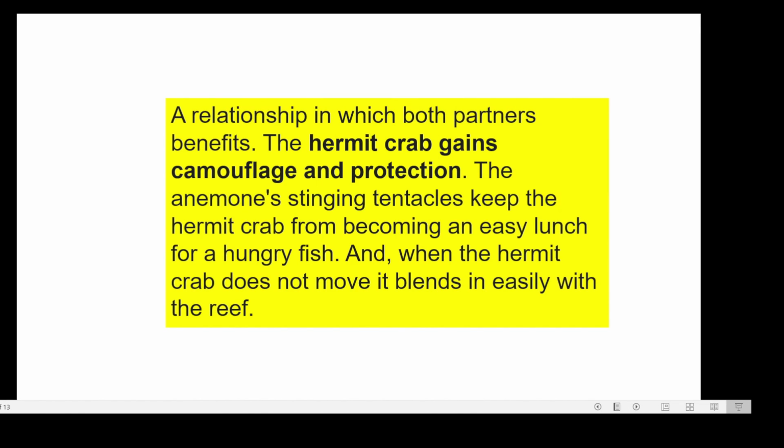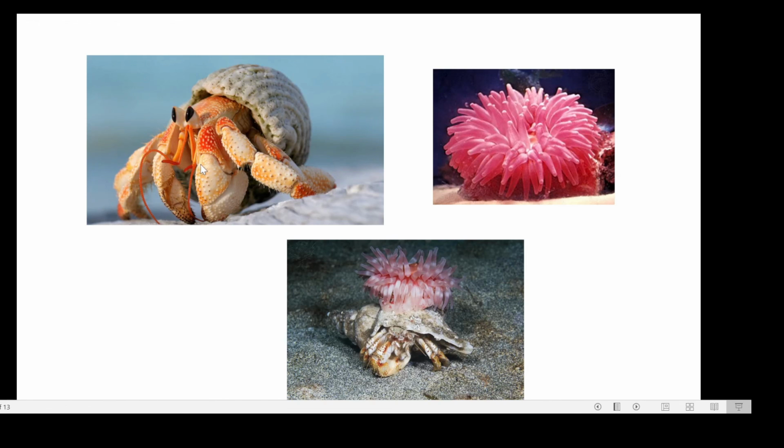Now finally, we have another example, the hermit crabs and the sea anemone. Now the sea anemone's stinging tentacles keep the hermit crab from becoming an easy lunch for a hungry fish. And when the hermit crab does not move, it blends in easily with the reef. Here you can see this is the hermit crab present inside the shell, and this is the sea anemone. And finally we are getting another picture here where the sea anemone is sitting on the top of the hermit crab so that the predator doesn't come to the hermit crab.